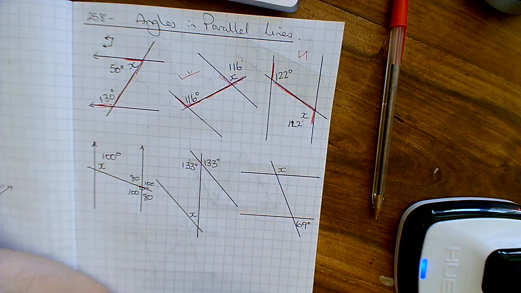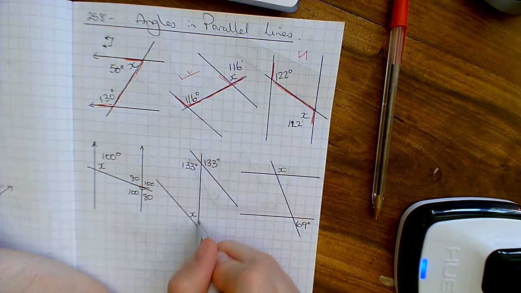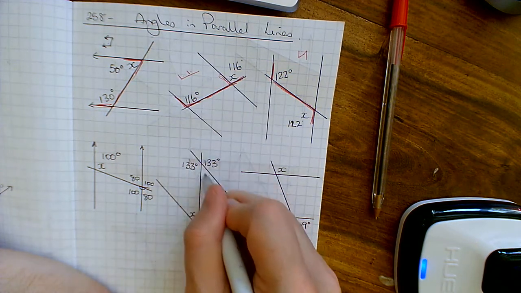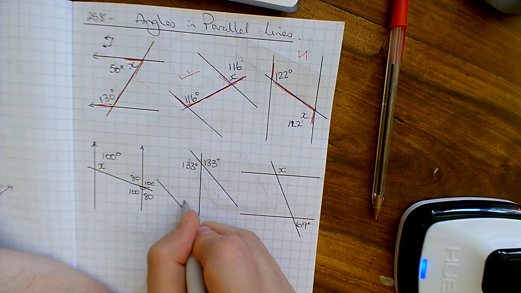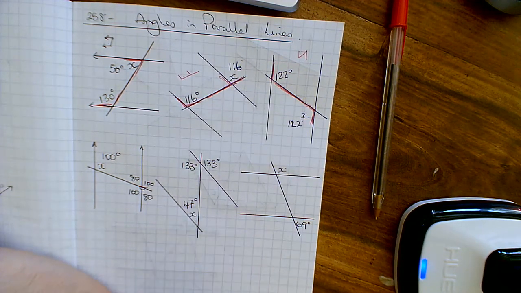And now I'm going to go straight down to the bottom here because again I've got co-interior angles. They've got to add to 180 degrees as well, so the inside angles have got to add to 180, and that can give me that one to be 47 degrees.